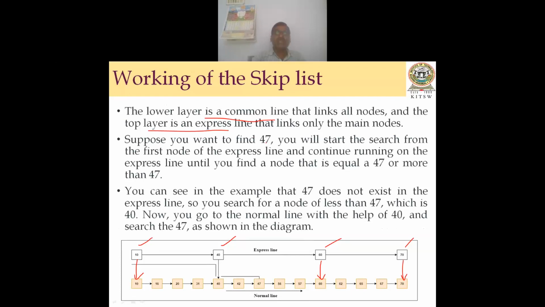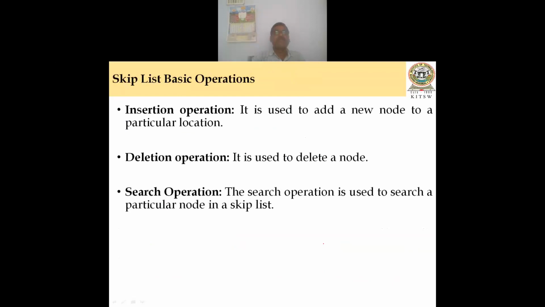Suppose you want to find 47. You start the search at the first node of the express line and continue along the express line until you find a node equal to 47 or less than 47. You can see in the example that 47 does not exist in the express line, so you search for a node less than 47, which is 40. Now you can go to the normal lane. You come to 40 and search in a sequential manner to find 47. This is how you can make use of the skip list.